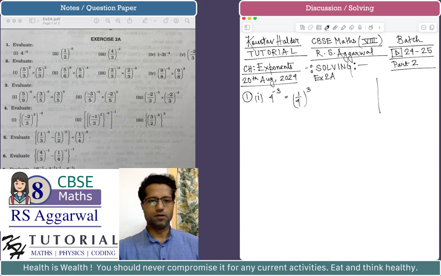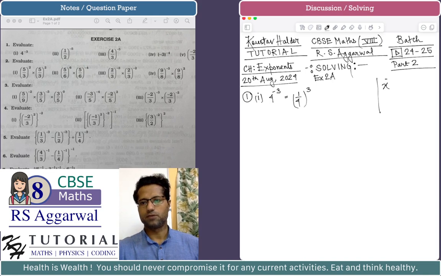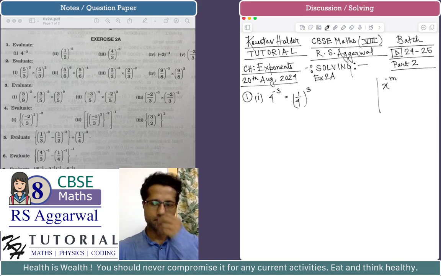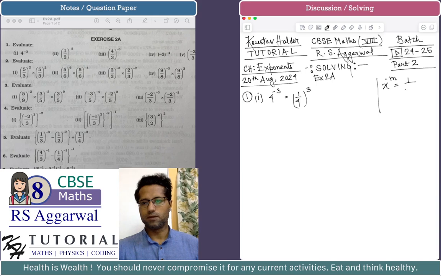Why? While I solve the problems, I will try to discuss the concepts behind what I am applying. We know that if x is a rational number, and we have x raised to the power minus m, where m is a positive integer, so minus m is a negative integer, this is nothing but the reciprocal of x to the power m. The reciprocal of x to the power m is nothing but 1 by x to the power m.